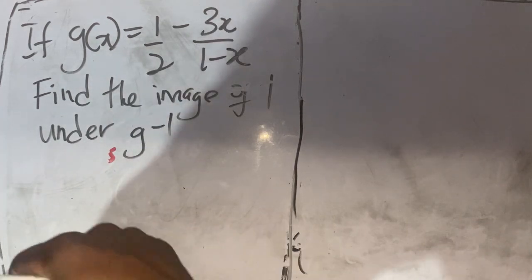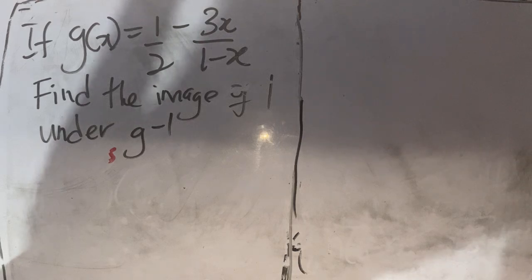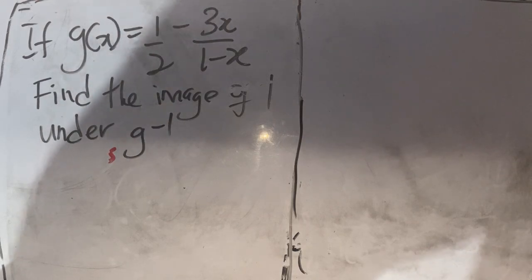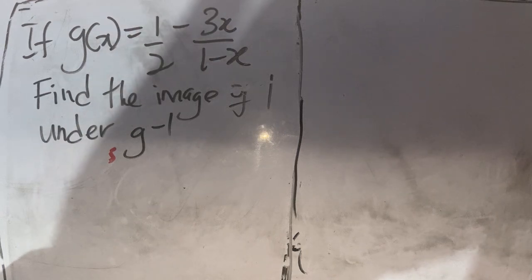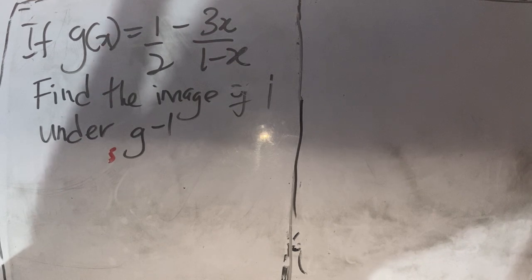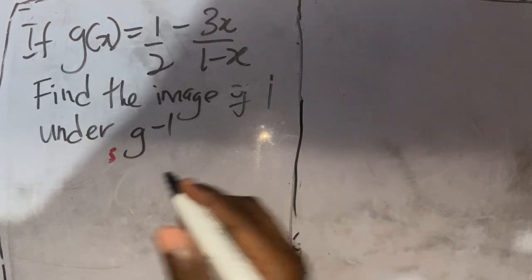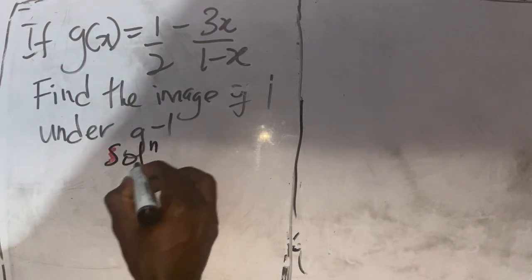Now how do we solve a question like this? First of all, we equate the whole function to another variable, let's say y. After equating that variable to the whole component, we make x the subject, and from there we write the inverse of the whole thing. So I'm going to solve it and then we'll see how we can go about it.